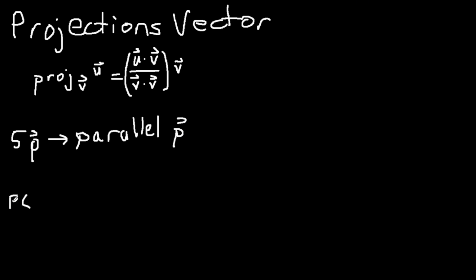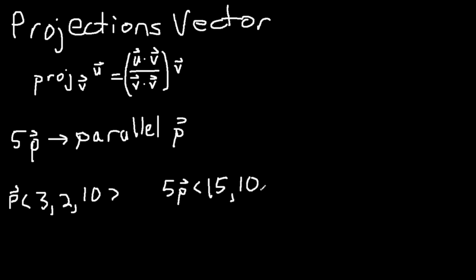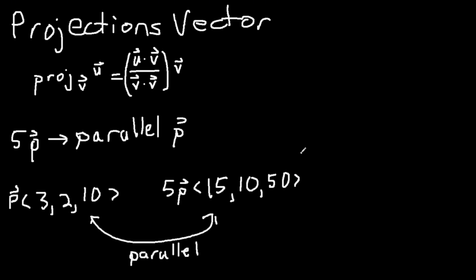And let's give you an example. Let's say the vector p is 3, 2, 10. We multiply vector p by 5, and then we'll get 15, 10, and 50. This is still parallel to the previous vector. And I can get into that reasoning in another video, but just keep in mind that when you multiply any vector by a scalar, it will still be parallel. So that is why we find a scalar inside of this projection formula, so that we can get a parallel vector for this guy right here.